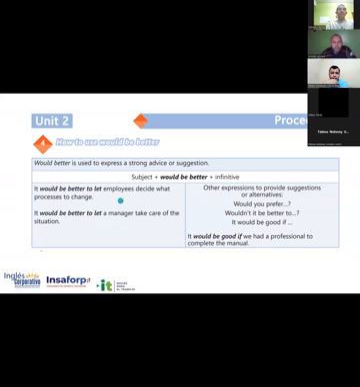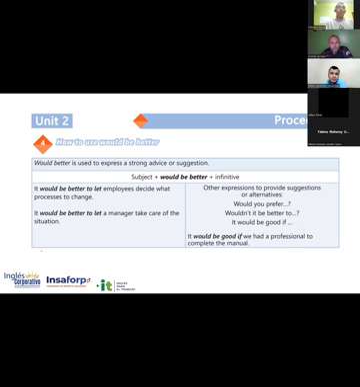It would be better to let employees decide what process to check. Yes. It would be better to let a manager take care of the situation. Yes. Okay, thank you. So it would be better to let employees decide what processes to change. So "it would be better" means "sería mejor que". Okay, sería mejor que or es mejor que. It would be better to let employees decide what processes to change.